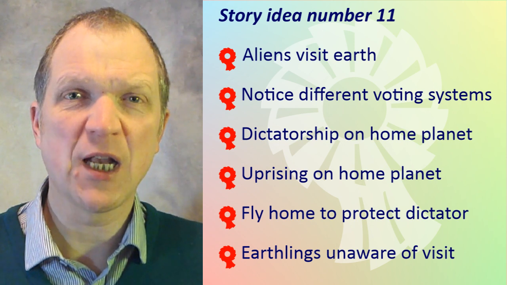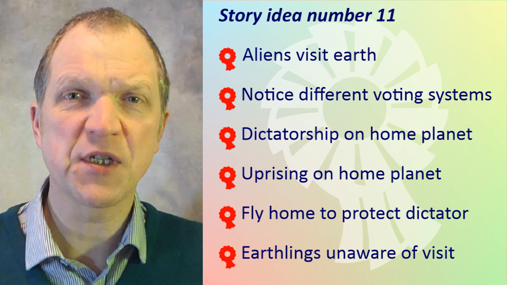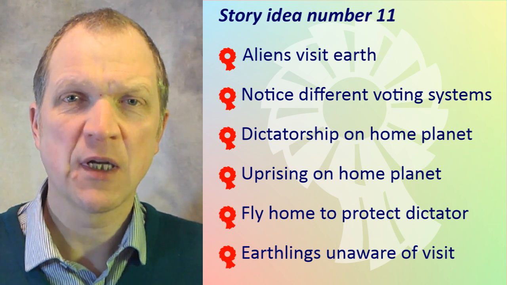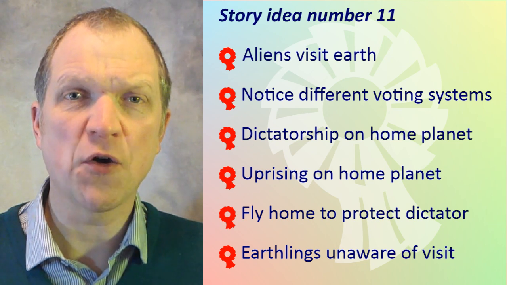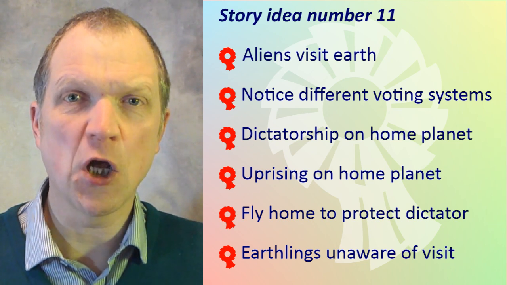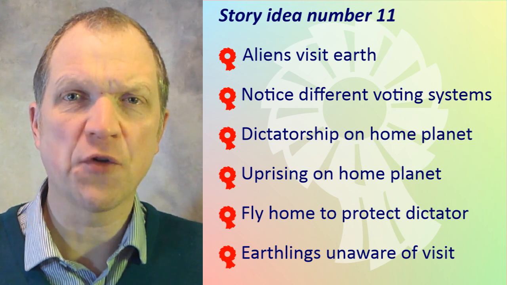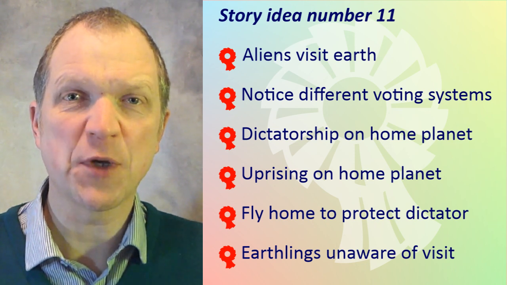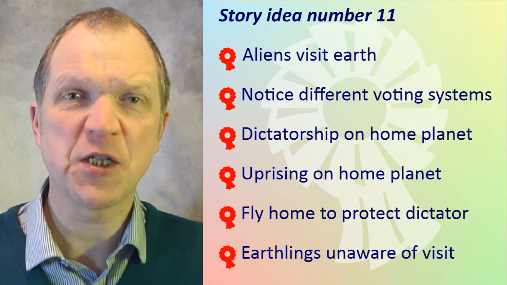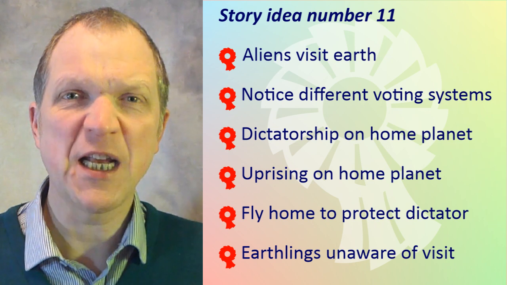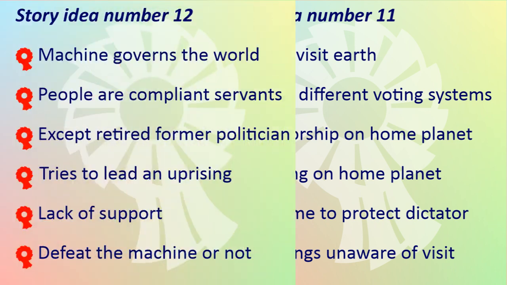Story idea number 11. Aliens visit Earth, but they don't make contact because they cannot determine who leads the planet. They notice how different countries have different voting systems, unlike on the aliens' home planet, which is a global dictatorship. News of democracy on Earth leaks out on the aliens' home planet, leading to an uprising. The aliens on Earth have to return home in a hurry to protect the dictator. Does anyone on Earth realise they were visited by aliens, if only very briefly?